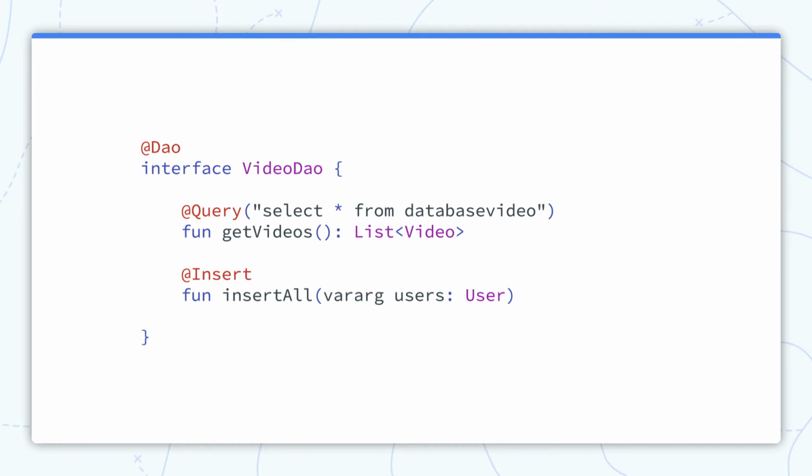When you call insert all, by default, it throws an exception if there's already an entity with the same primary key in the database. To solve this problem, we'll specify a conflict strategy. A conflict strategy tells the database what to do when it experiences a conflict. That is, when you try to insert the same primary key that's already in the database.